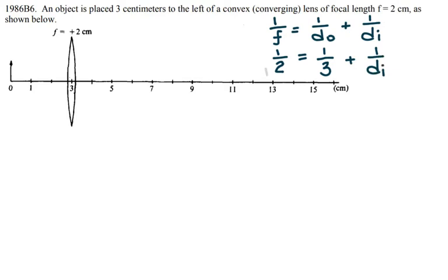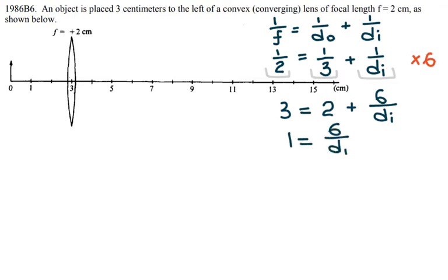There are 3 terms in my equation, 3 fractions, so I'm going to multiply them by the common denominator, 6. So every single term is going to be multiplied by 6. 1/2 times 6 gives me 3, equals 1/3 times 6 gives me 2, and then I have the last one, 6 over dI. Subtract 2 from both sides. Then I have 6 over dI. So that gives me the distance to the image is 6 centimeters.